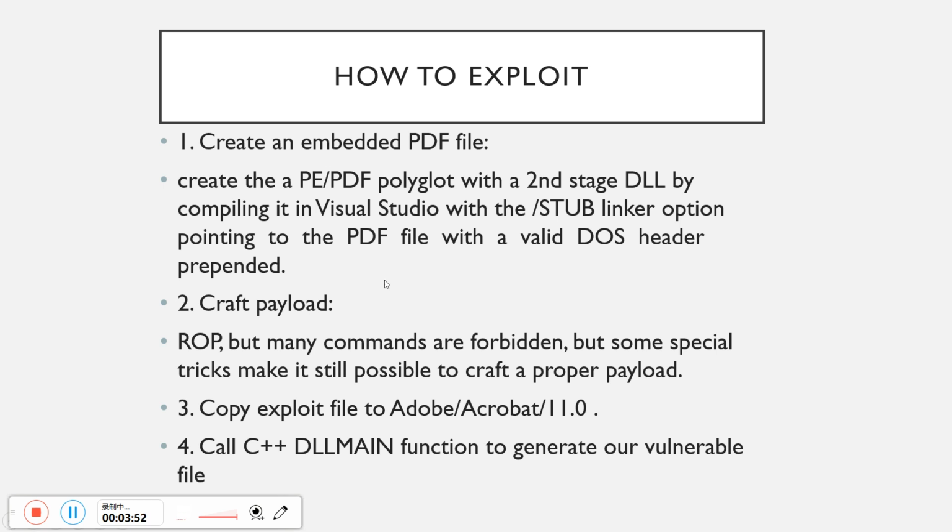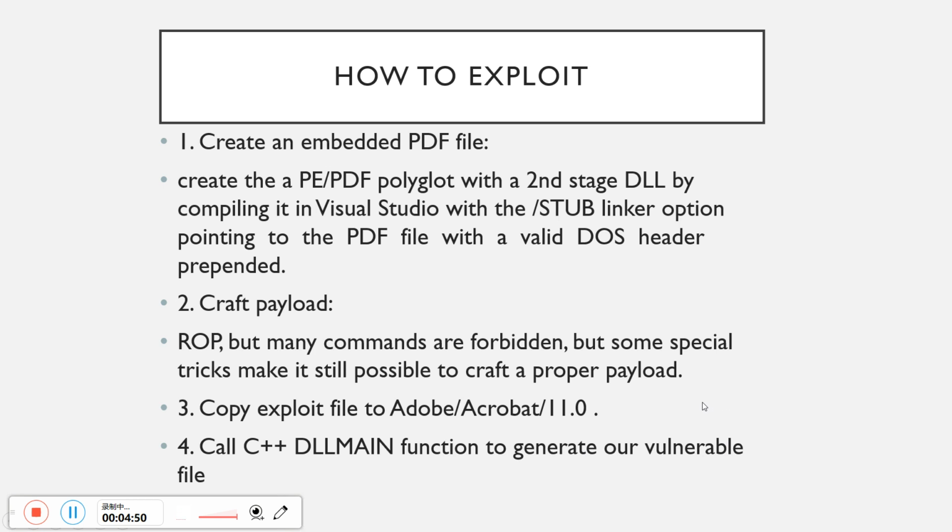So how can we exploit this operator? First, create an embedded PDF file. Create a PE-PDF polyglot with a second stage DLL by compiling it in Visual Studio with the linker options pointing to the PDF file with a valid DOS header prepended. Then we craft a payload. Basically, it's a ROP, but many commands are forbidden. But with some special tricks, we can still make it possible to craft a proper payload, which I will introduce after this slide. Then we copy the exploit file to this document and call the C++ DllMain function to generate our vulnerable file.